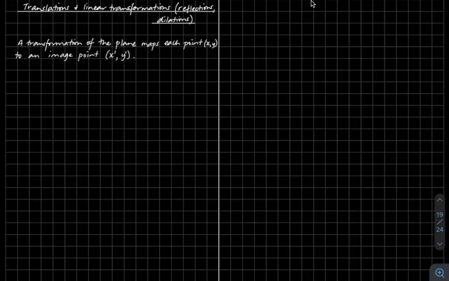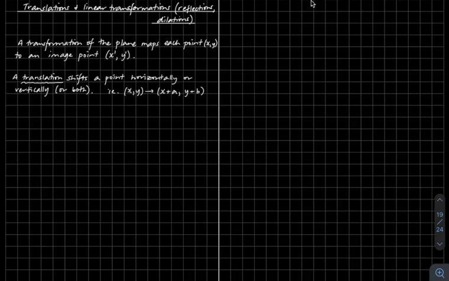And we often use the notation x dash, y dash, or x prime, y prime for that. So basically there's some algorithm that takes every point x, y and maps it to an image point. Now that could be a translation, just where things are shifted horizontally and vertically. So a translation is a transformation which just shifts a point horizontally or vertically or maybe both. In other words, it takes the coordinates x, y and adds a onto x, b onto y.